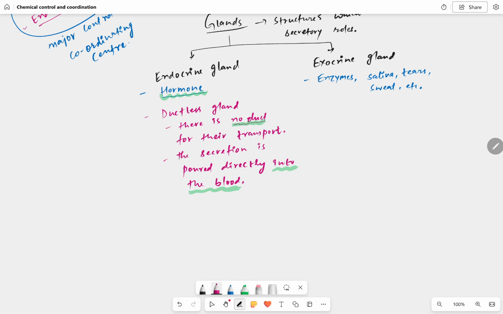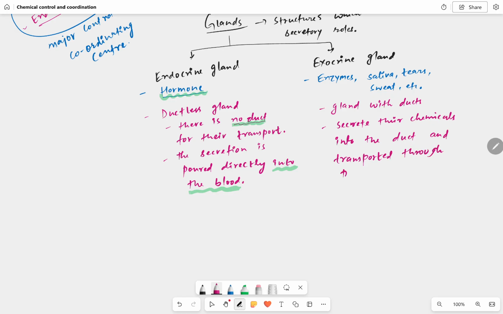But this is not exactly the same case for the exocrine gland. These are glands with ducts. They secrete their chemicals into the duct and are transported through these ducts.